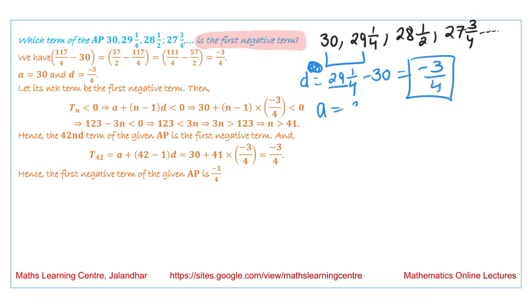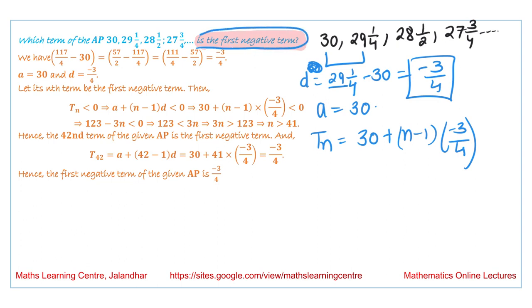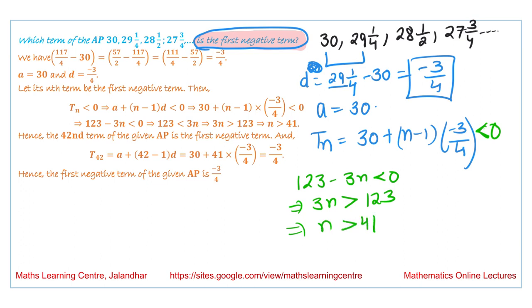The value of a we have is 30. The value of Tn is a plus n minus 1 into d, and we want to find the first negative term. It means we are interested in the least value of n for which this value is less than 0. So what we obtain from solving this is 123 minus 3n is less than 0. This implies that 3n is greater than 123. This implies n is greater than 41.